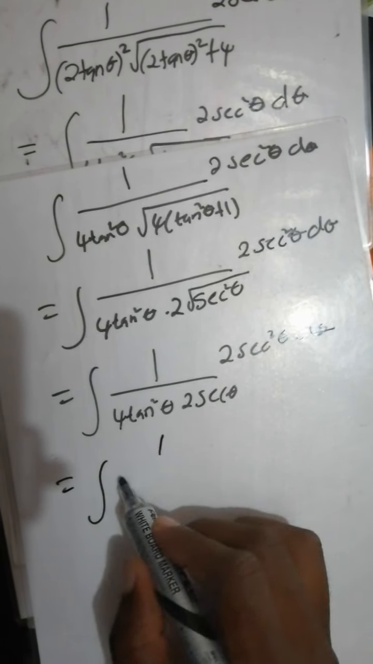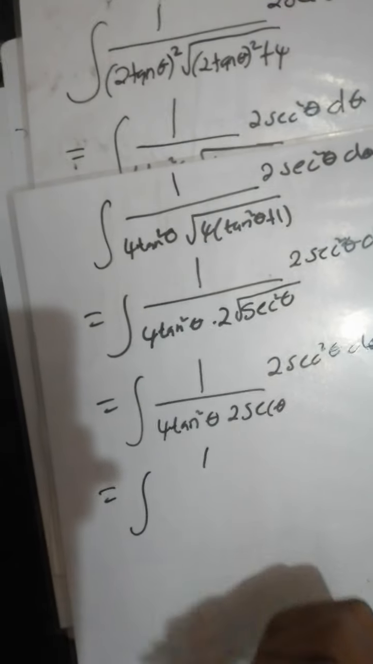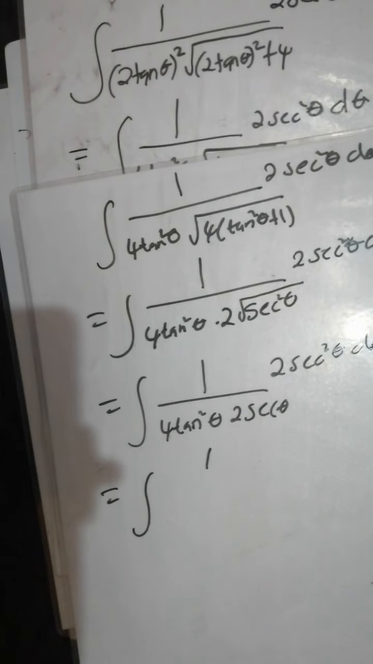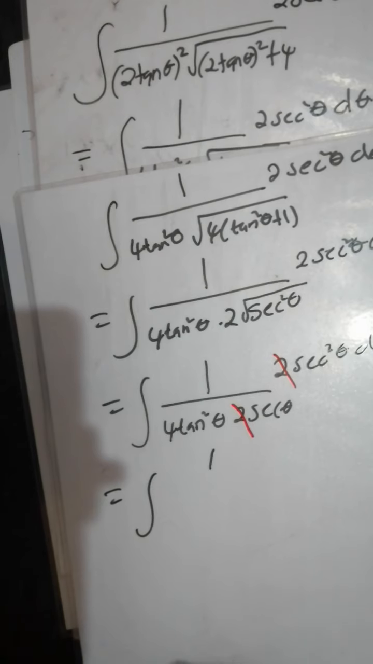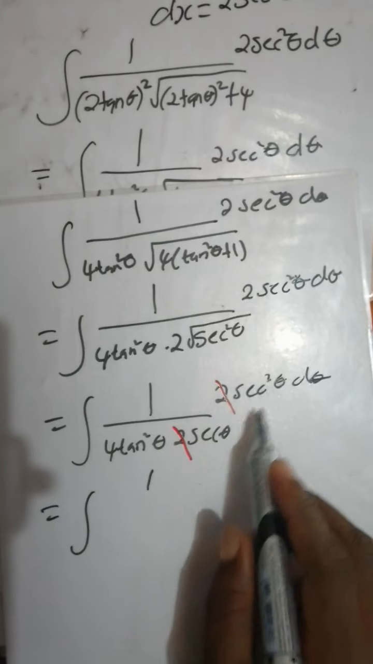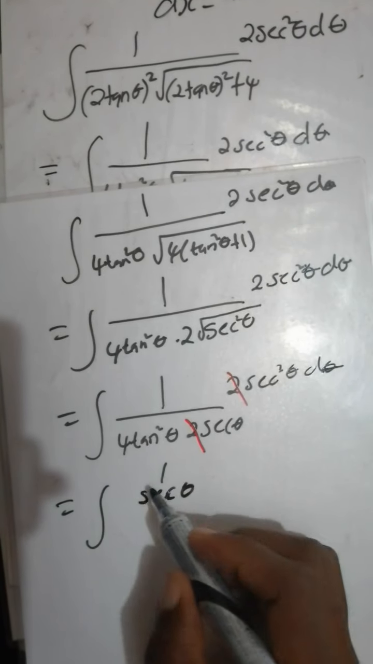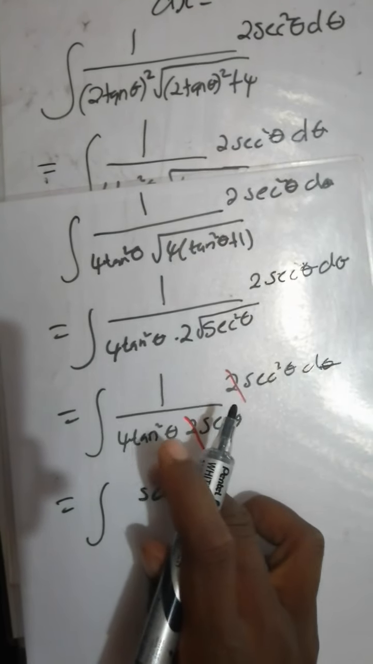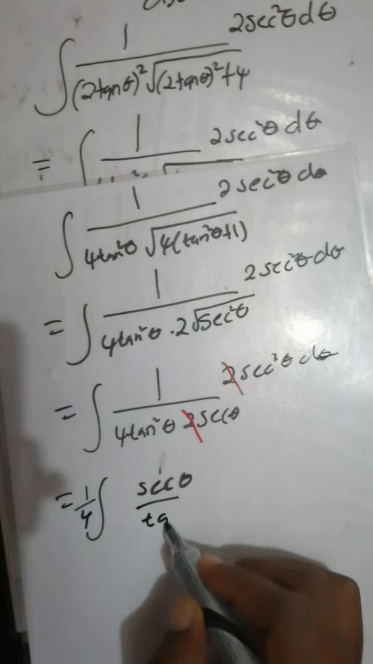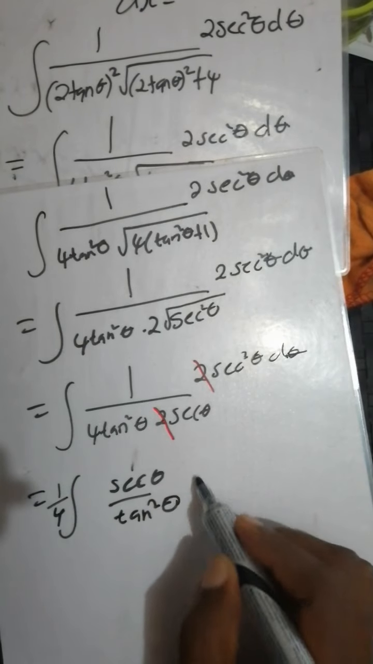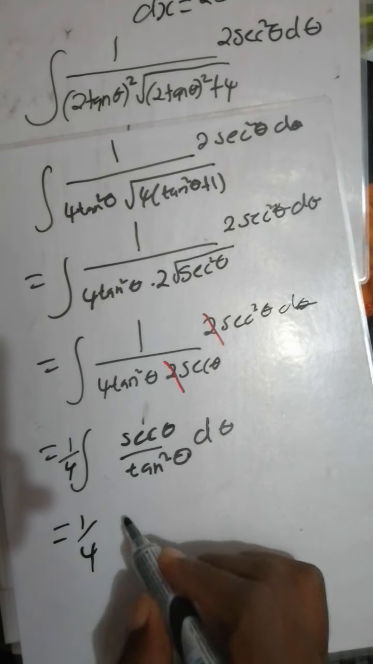So this is 1 over, and the 2 and 2 cancel each other. So we'll have sec squared theta, this sec theta, and then 1 over 4 divided by tan squared theta d theta. Then let's just simplify this.